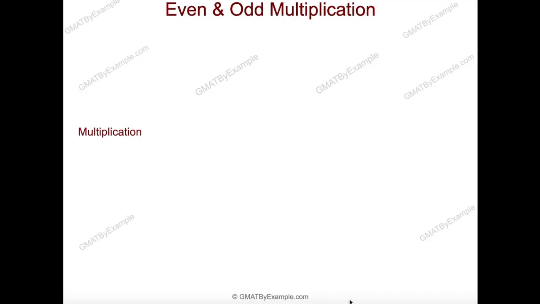So now we move on to the next operation, which is multiplication. Similar to addition and subtraction, we will start by taking two terms at a time and then expand to larger expressions. So when you multiply an even number with another even number, you always get an even number. For example, 4 multiplied by 2, both even, equals 8. 8 multiplied by 0 is 0, and 0 is even. We already saw that.